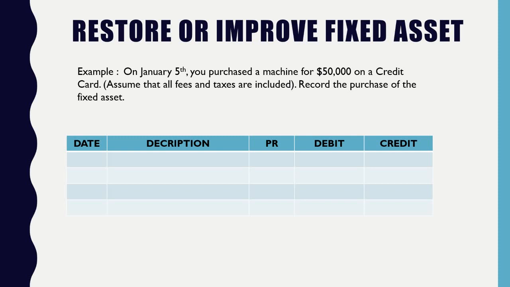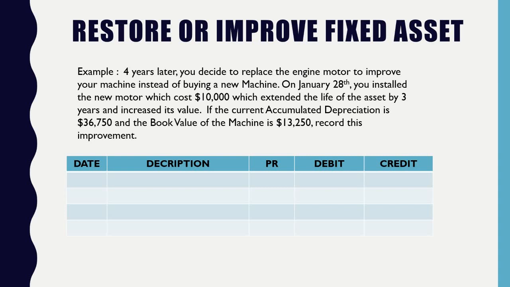Okay? So if on January 5th, right, you end up purchasing a machine for $50,000, okay, on a credit card, right, assume that all fees are included, record the purchase of the asset. So in this case, I bought the machine for $50,000, okay? And let's say 4 years later, right, you decided that you want to replace the engine, okay, motor, to improve your machines instead of buying a new one.